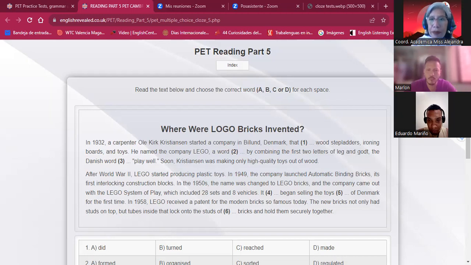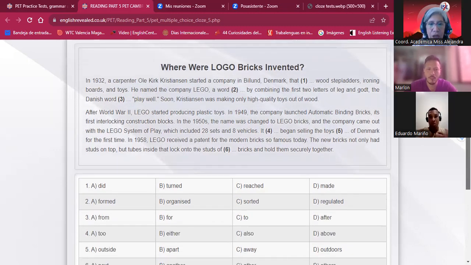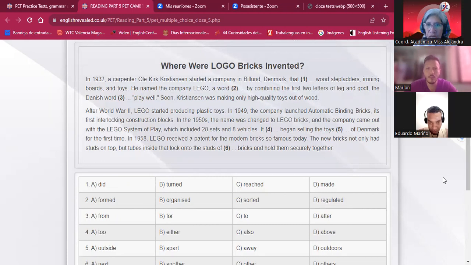Okay. Time is over, so you had the opportunity to read it in detail. Now, let's get to the options. Option 1, you have did, you have turned, you have reached, and you have made. And after you do the exercise, we're gonna check the meaning of words, okay? So what comes in the first space?